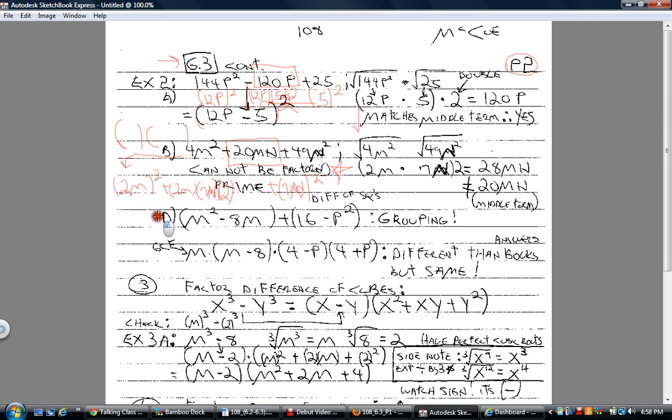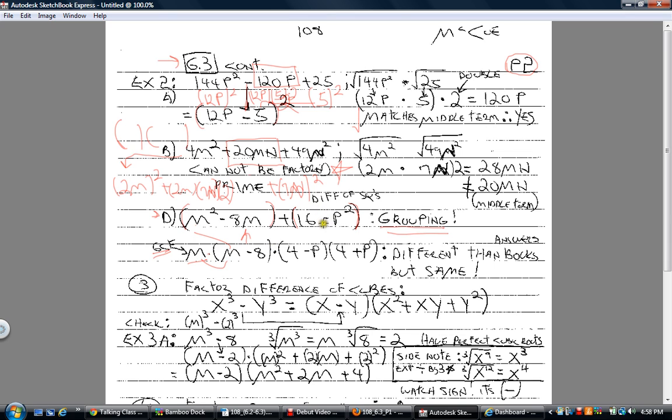Let's look at example D. They give you 4 terms and they ask you to factor it. Your big hint should be, when you see 4 terms, you've got to do groupings. Group the first 2 terms, group the second 2 terms, and then look at them individually. It's always rule number 1: look for a GCF. I see an m squared or an m, I pull it out. I'm left with m minus 8. M times m is m squared, m times minus 8 is minus 16. M times the quantity m minus 8.